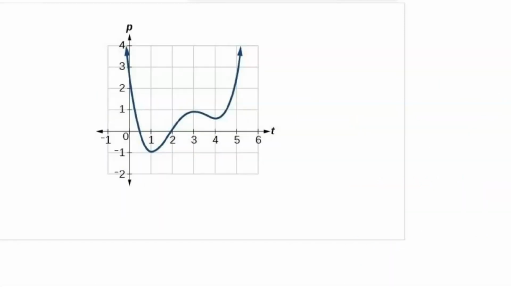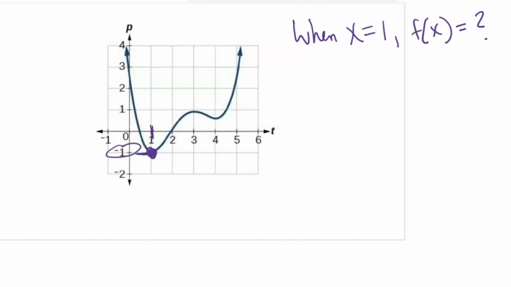Here's another example. So you might get a question that says, when x equals 1, f of x equals what? So you would look at your graph, find where x is 1 right here, and on the graph that point would be right here. So then your y value when x is 1 would be here at -1. So you would say f of x equals -1.